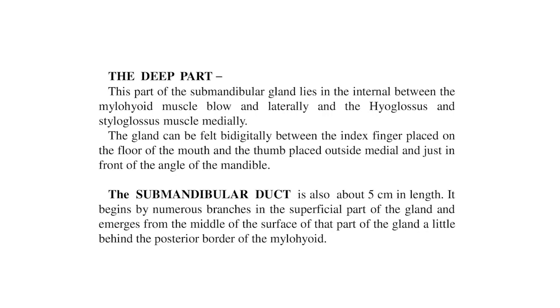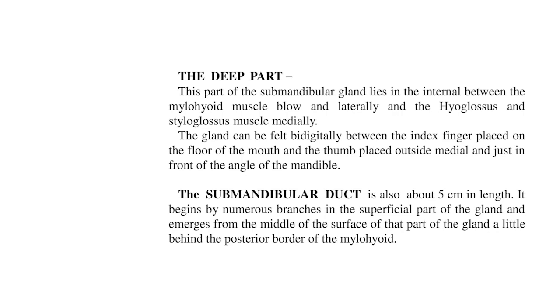It then passes between the sublingual glands and the genioglossus and opens by a narrow orifice on the floor of the mouth on the summit of the sublingual papilla at the side of the frenulum of the tongue. Now, the next and the last salivary gland is the sublingual salivary gland.